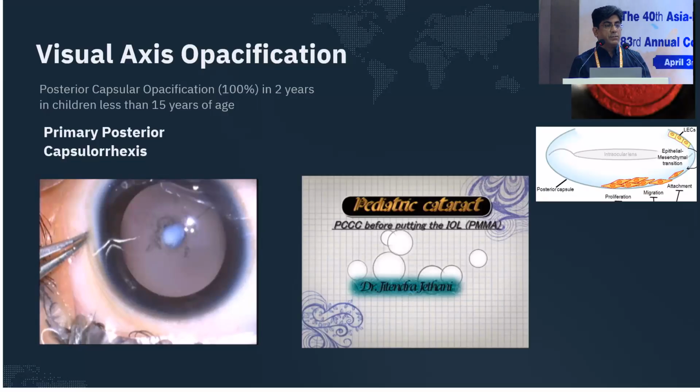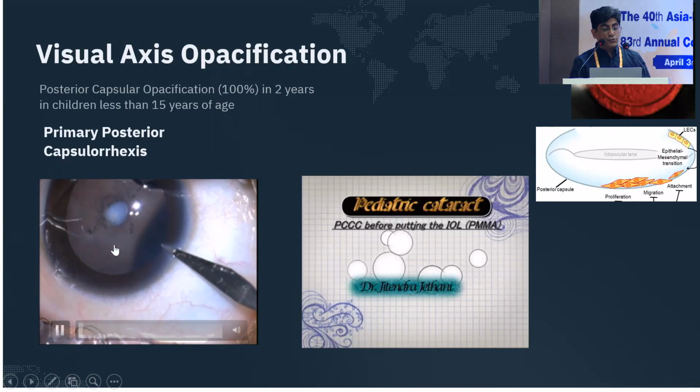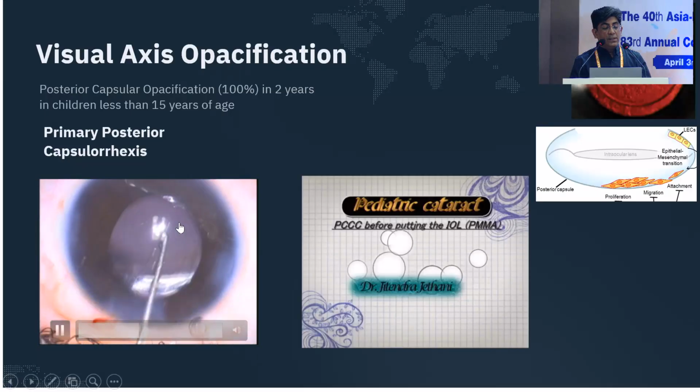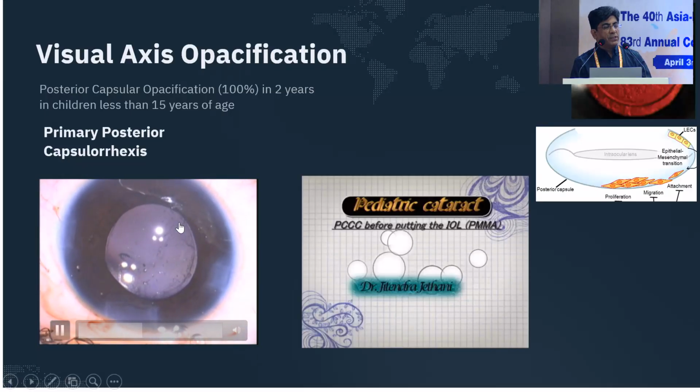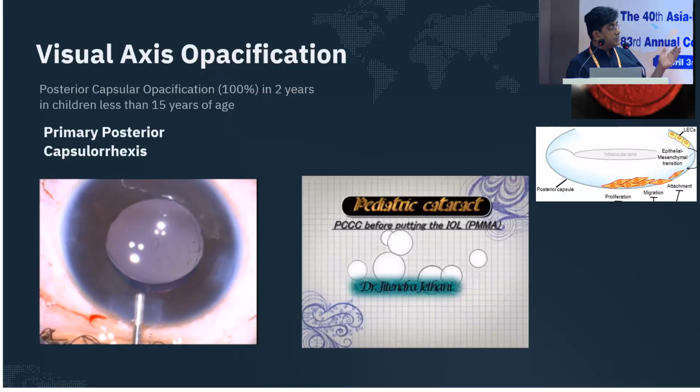The wonderful article by Michael Steger. And so you have to go ahead and do, when you have the chance, you should do a primary posterior capsular access. You can do it before putting the IOL, or you can do it after putting the IOL. Here we are, this is how I was taught.